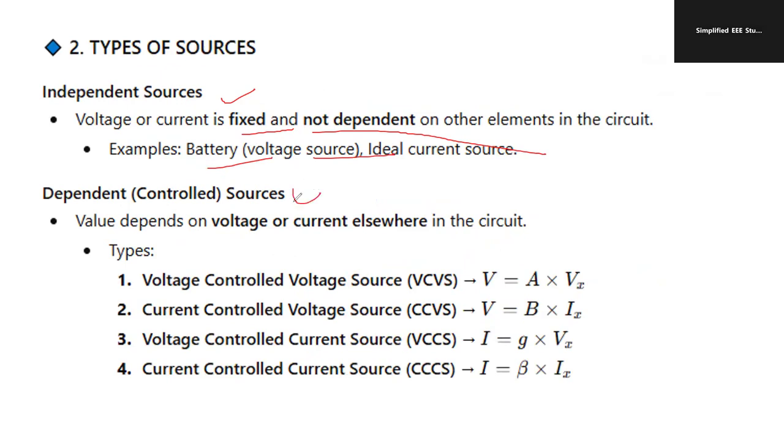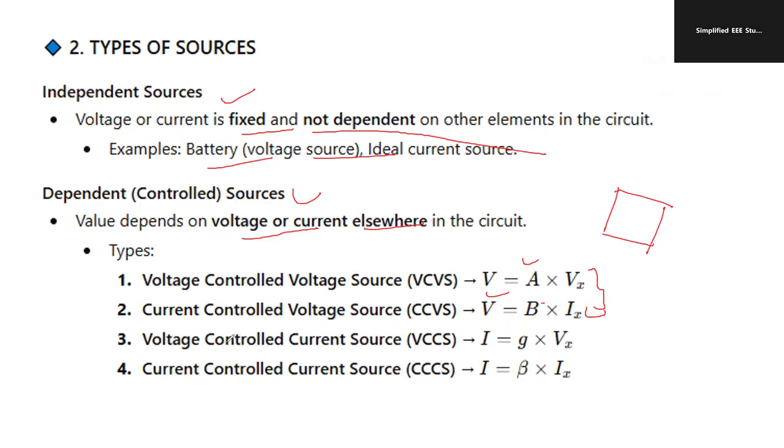What are dependent or controlled sources? A source whose value depends on the voltage or current elsewhere in the circuit is known as a dependent source. We mark these sources using this symbol. Voltage controlled voltage source: V is equal to A into Vx, where A is known as the gain. Current controlled voltage source: output is V, V is equal to B into Ix. Do remember this, where B is known as the gain.